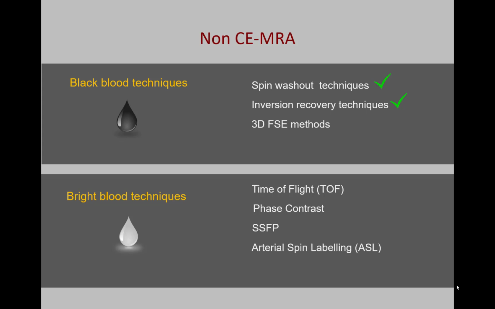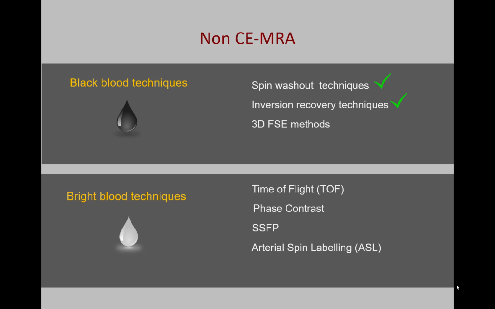A limitation of the approach we just looked at, the double inversion approach, it's still not going to be any good for nulling in plane flow, no more than the first one we did, the spin washout. Also, it's essentially a 2D single slice imaging technique. Even if various techniques can be applied to get more slices, it's still essentially a 2D technique.